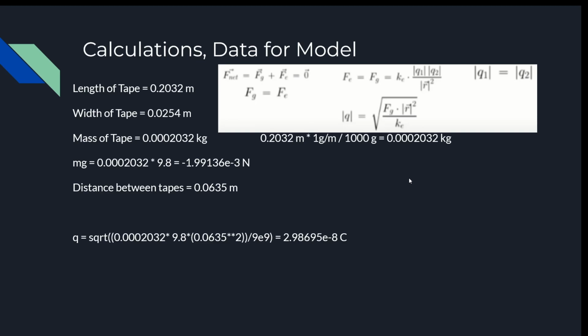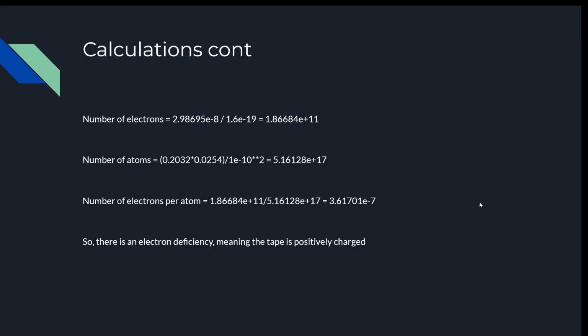So here are the calculations. As you can see, we measure the length and width of the tape and then calculate the mass from the density. Using the mass and the gravitational formula, we find the gravitational force, and then we find Q using Coulomb's law and the gravitational force. Then we find the number of electrons and the number of atoms from the dimensions of the tape, the charge of the electron, and the measurement of an atom. Then using that, we can find the number of electrons per atom to find the charge. And we found an electron deficiency, meaning that the tape is positively charged.